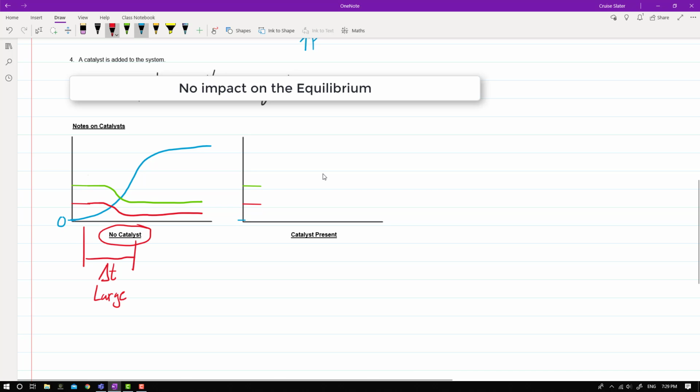However, if we look at this with a catalyst present, we may see something like this where the methanol is created very quickly before reaching equilibrium, and the hydrogen gas is consumed very quickly, and the carbon monoxide is also consumed very quickly. In this case, we're looking at the delta T, the time for this equilibrium to be reached, as being smaller. And that's the effect that catalysts can have on equilibrium. It's just the speed at which they reach equilibrium.